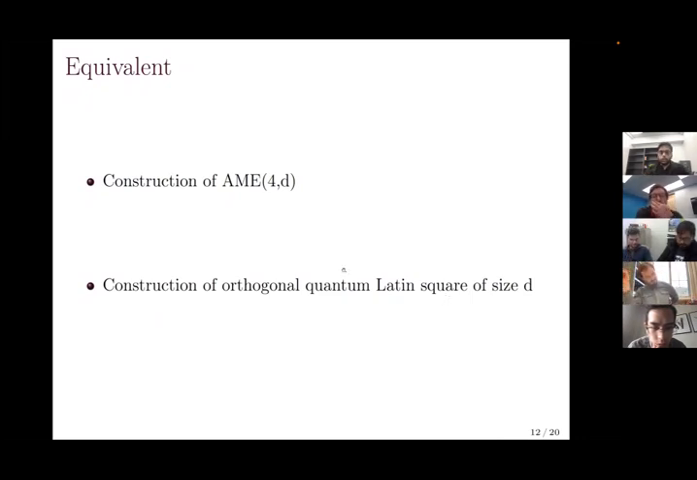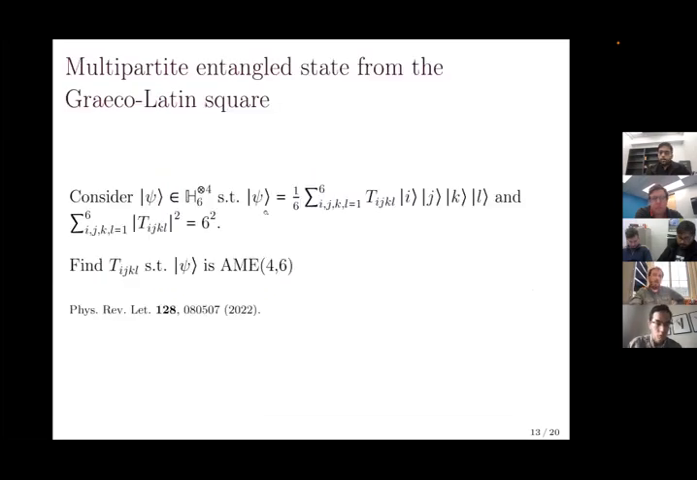So, solving one of them is going to simultaneously solve the two of them. So let's look at how they solve for this absolutely maximally entangled state AME 4-6. So we have this Hilbert space, 4 Hilbert spaces of 6 dimensions, and we have this psi written as a summation, as I had shown before. So they solve the problem of finding this Tijkl such that this state is absolutely maximally entangled.